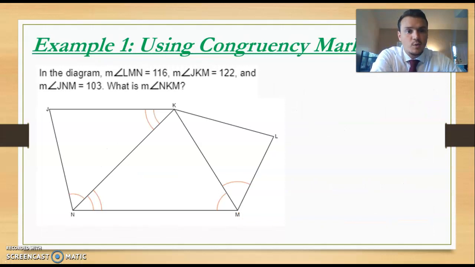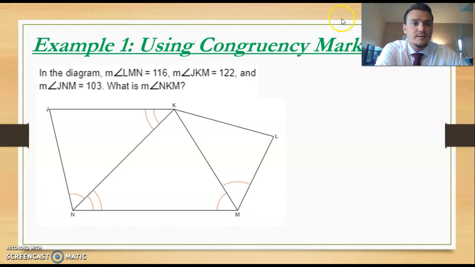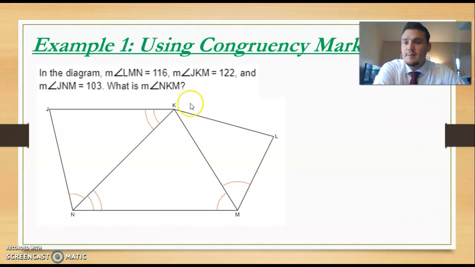All right, now just a couple more examples here. So in this diagram, it says that angle LMN is 116. So LMN is this whole angle right here, 116. It also says that JKM is 122. JKM is this whole angle right here. And then it also says that JNM is 103. So that's what these measures indicate.